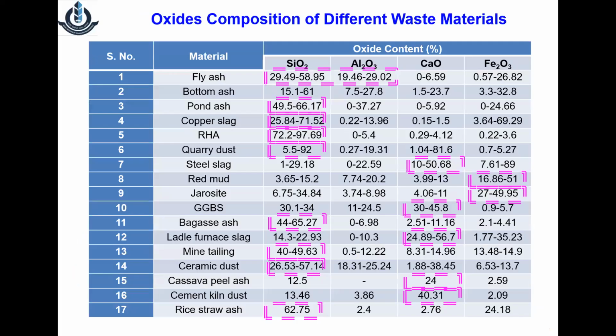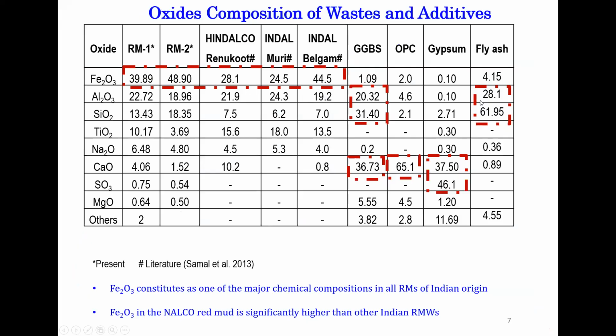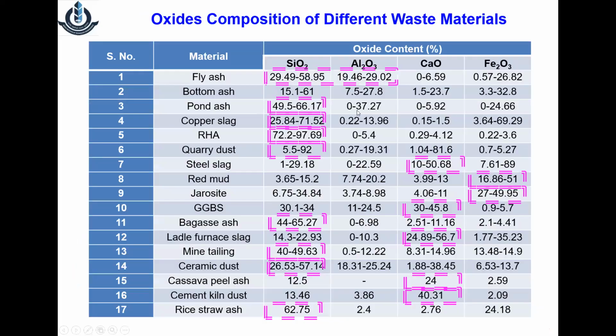Now, just to give a glimpse, we tried to compile the oxide compositions of different waste materials. As you can see, the material type, that is the waste material type, are all solid waste materials, and the dominant oxide composition. If you look at any natural material, you'll see that these four oxide compositions are dominant. That is SiO2, Al2O3, CaO, and Fe2O3.